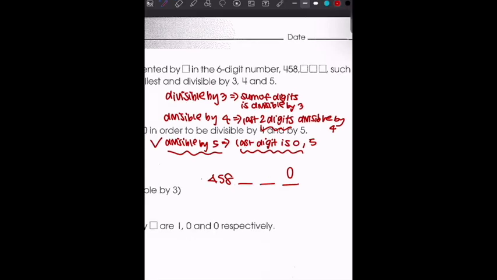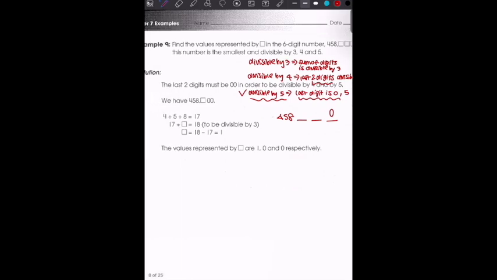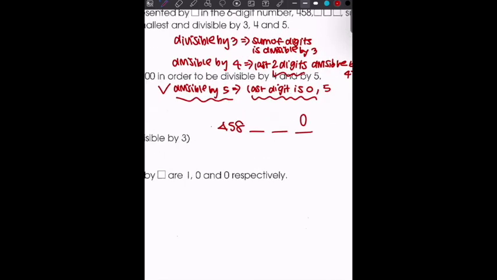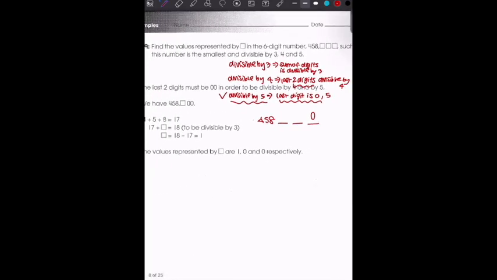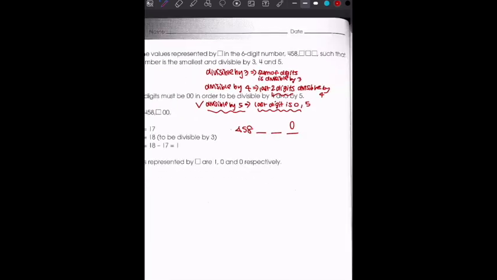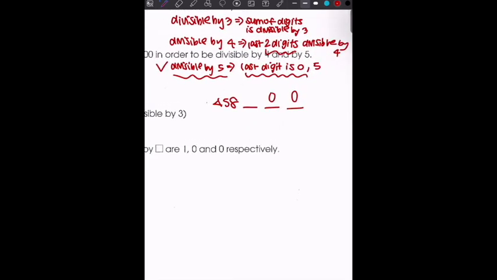And so we want the smallest number that's divisible by 4 and 5, as well as 3. We know that the tens place should be 0, because 00 is basically 0, so that's divisible by 4, and the smallest tens place is going to help us find the smallest possible value. So the last two digits should be 00, and that fulfills the requirements for divisibility by 4 and divisibility by 5.